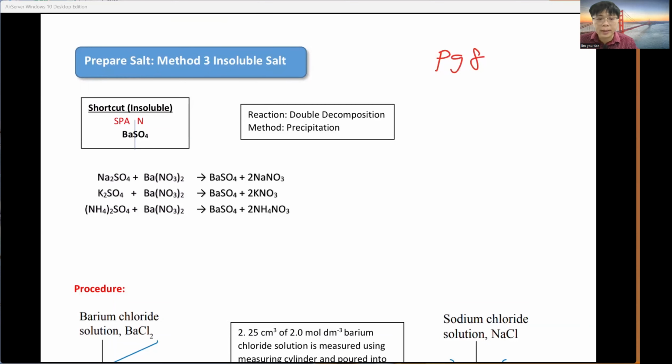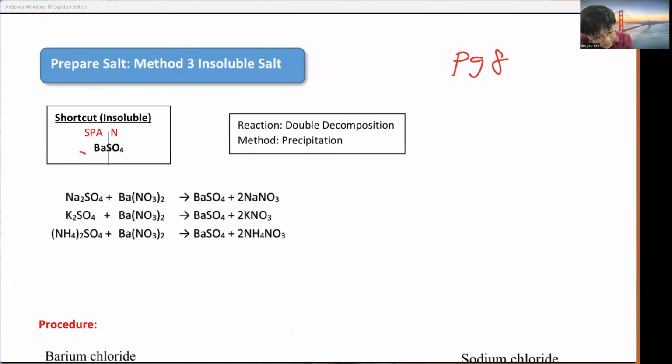Okay, now to prepare an insoluble salt. So for example, I want to prepare barium sulfate. Now, barium sulfate is insoluble. Why? SO4 2 minus is all soluble except barium, calcium and lead. So this one will be insoluble. So my barium sulfate is insoluble salt.